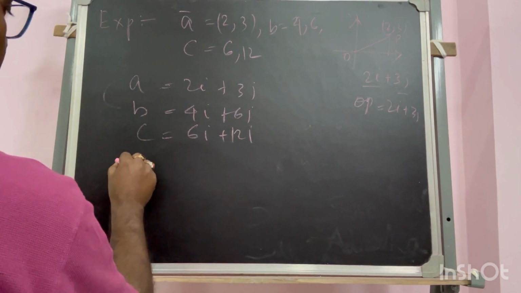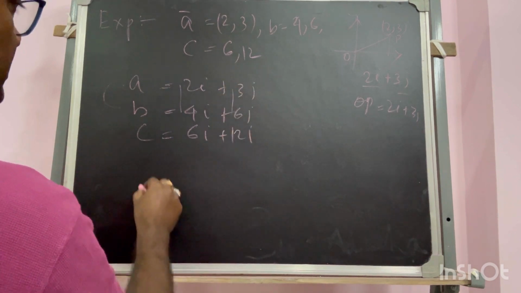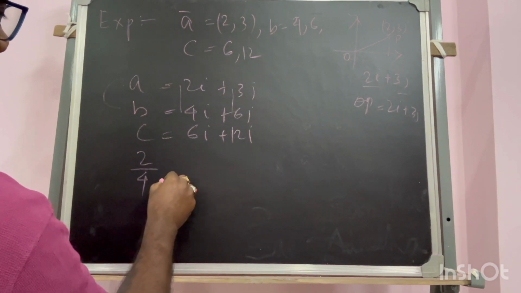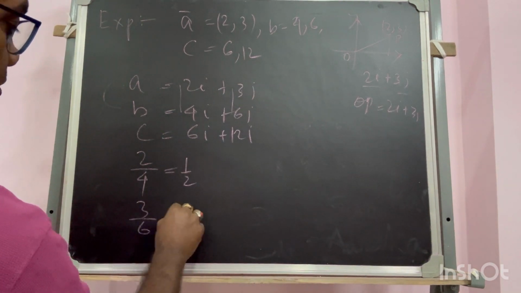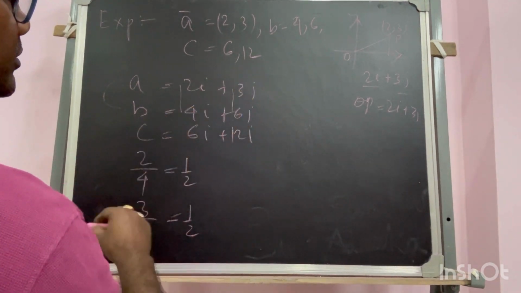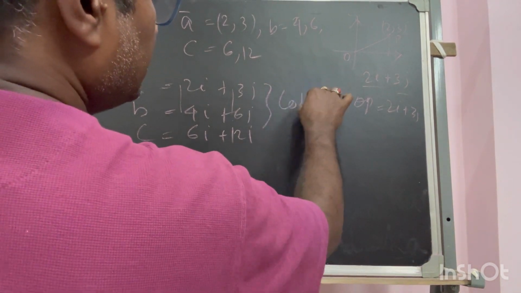So if I consider this, the ratio of the coefficients should be the same. If I take 2 by 4, it is equal to half. Now if I take 3 by 6, that is also equal to half. So these coefficients of i and j are the same, so these are collinear.